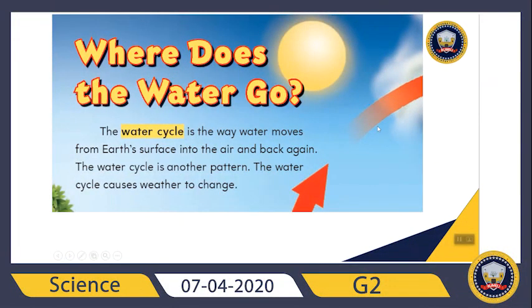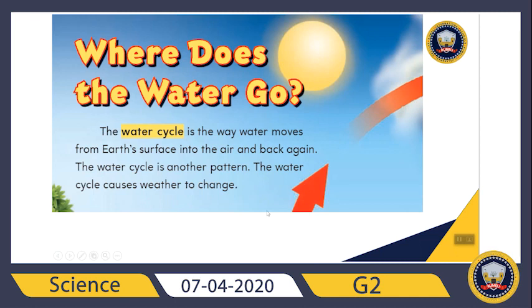We will talk today about the water cycle. Where does the water go? The water cycle is the way water moves from Earth's surface into the air and back again. So, what's the meaning of water cycle? The way water moves from the surface of the Earth into the air and back again. Okay? So the water cycle is another pattern. The water cycle causes weather to change.